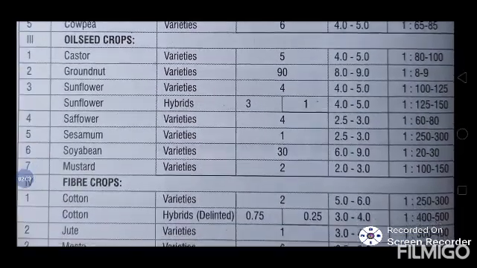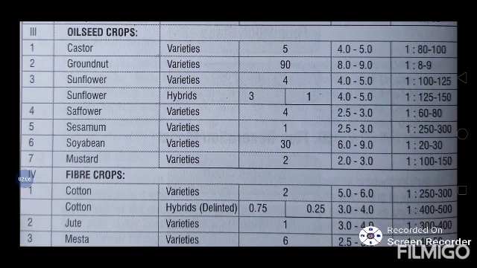In sunflower, the quantity of seed required is 4 kg per acre, then yield expected 4 to 5 quintals per acre and multiplication ratio is 1 is to 100 to 125.